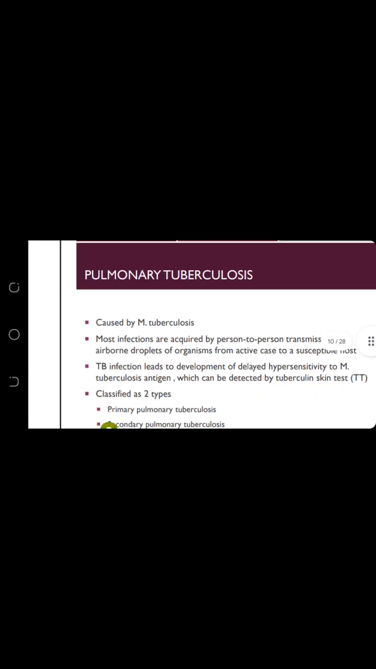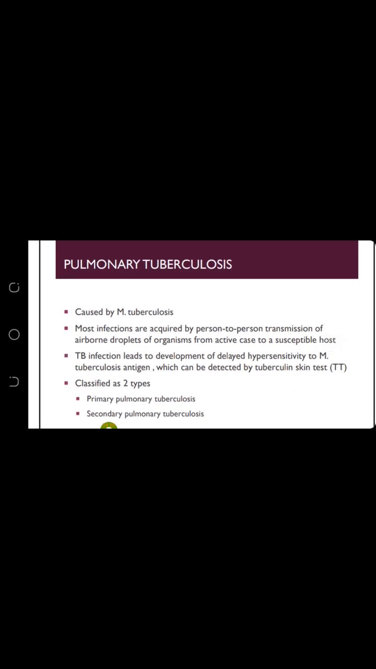Okay. Now, let's look at pulmonary tuberculosis. Pulmonary tuberculosis is caused by Mycobacterium tuberculosis, which is an infection acquired by person-to-person transmission. In short, this one is an airborne disease transmitted by droplets of the organism from an active case to a susceptible host. A susceptible host is just a person that doesn't have this disease. So the moment you come into contact with these airborne droplets, you are likely to get this disease.